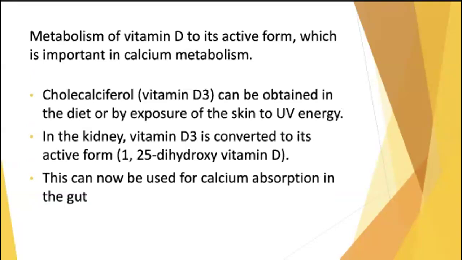Vitamin D can be obtained in our diet and also by the UV exposure of our skin. In the kidney, vitamin D is converted to its active form, and this can be used for calcium absorption in the gut.